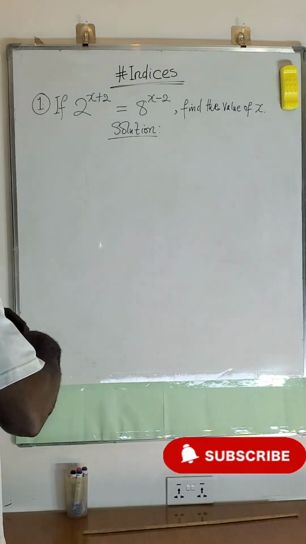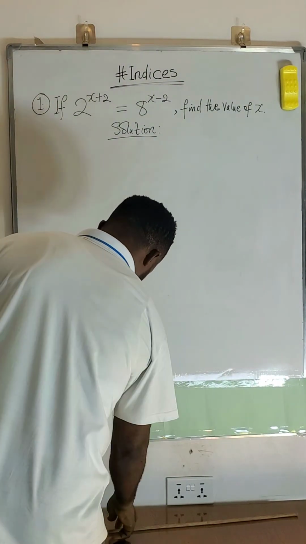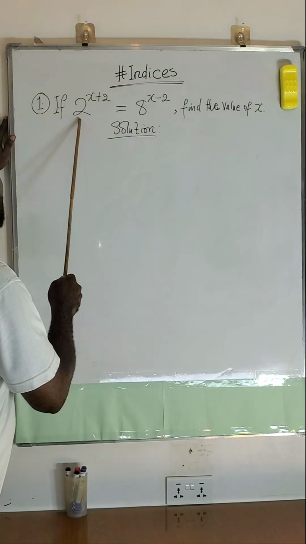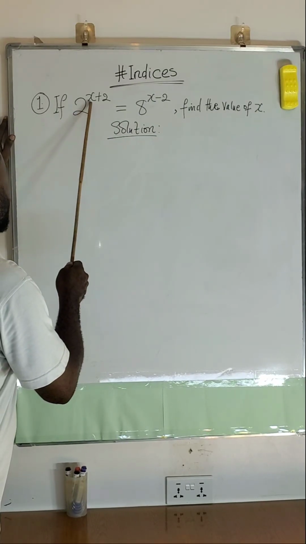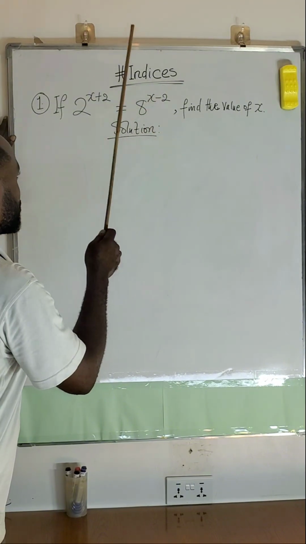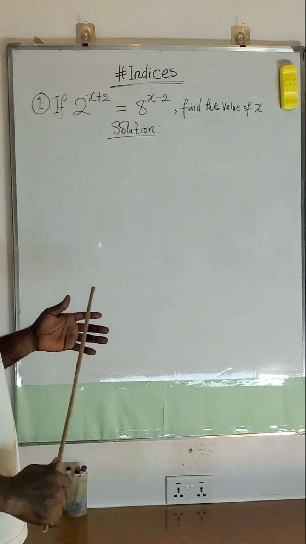Okay, the question we're having today is, if 2 raised to the power of x plus 2 equals 8 raised to the power of x minus 2, find the value of x.